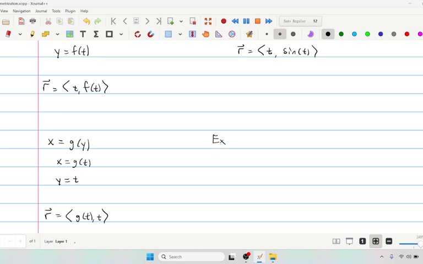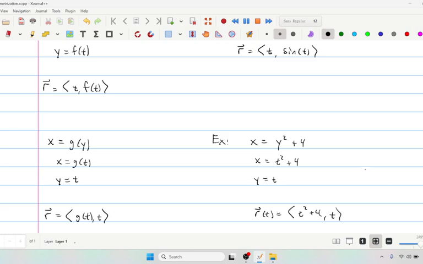A specific example of this might be, say we have x equals y squared plus 4. Since y is the independent variable, we know that y will be t. If we plug t into the equation, we have x equals t squared plus 4. So putting these together in vector form, we see that our parameterization r is t squared plus 4, comma t.